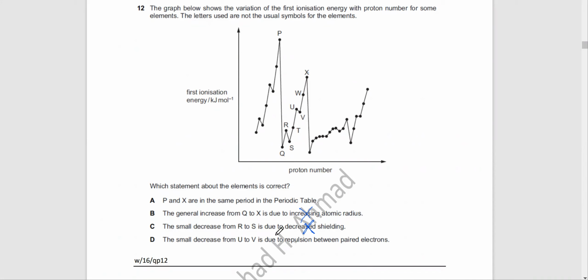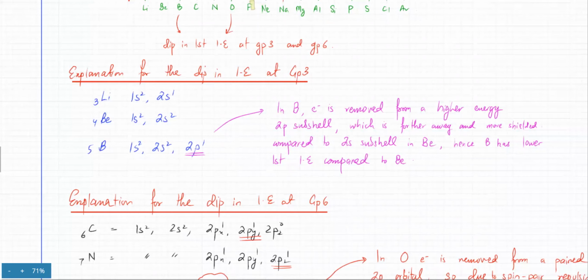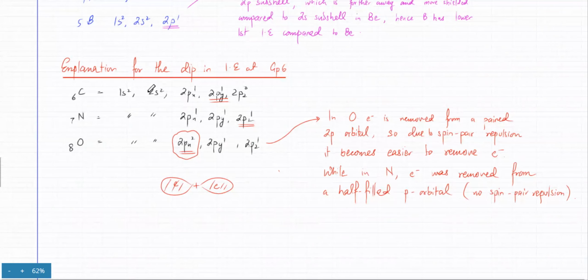The small decrease from U to V is due to repulsion between paired electrons. Why was there a dip at group 6? That one's right. The last one is correct because that's what we discussed: when you move to group 6, all of a sudden your p orbitals are paired up, there are too many electrons in the same orbital and they repel each other, so there's repulsion. So, Amal, is this clear?